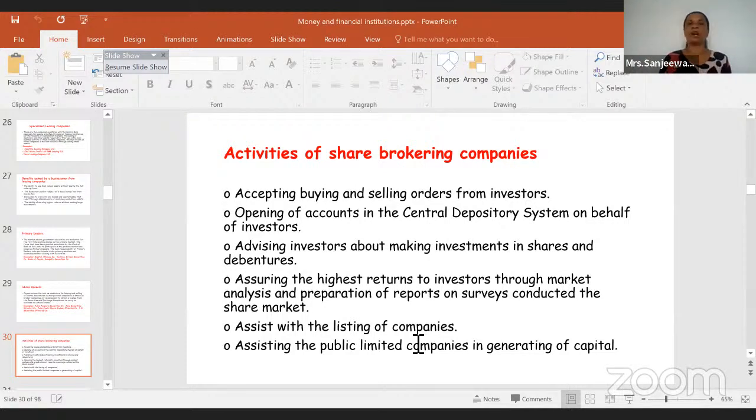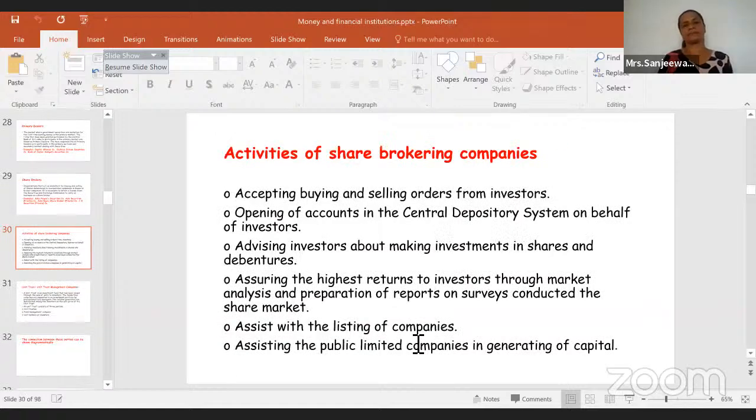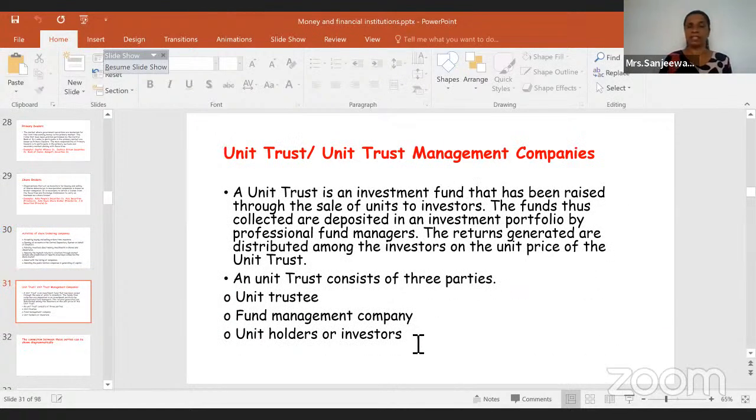Assist with the listing of companies, right? So registering companies, listing of companies. So they assist with listing of companies. Assist public limited companies in generating capital. Okay, these are the activities of share brokering companies. Then unit trust. What is unit trust, children?